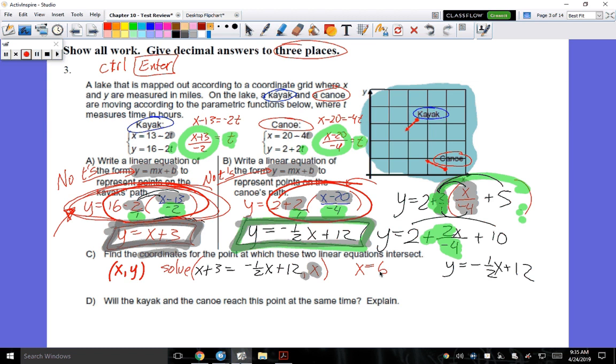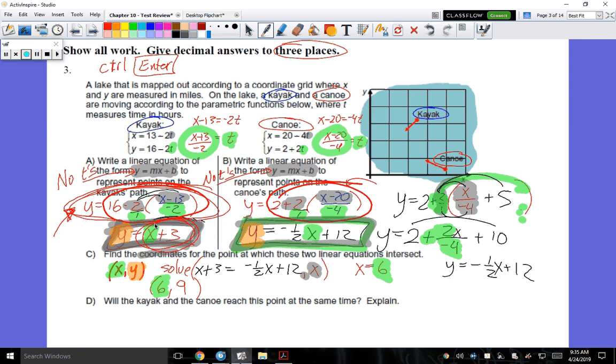Now that you know where these would intersect, you can plug this into any one of these equations so that you can solve for the y value. That's what we're looking for. We've found x is 6, and now we're going to plug that into any one of these equations to get the y value, which you can see would be 9. This is probably the easier one to plug in, so the point is going to be 6, 9.